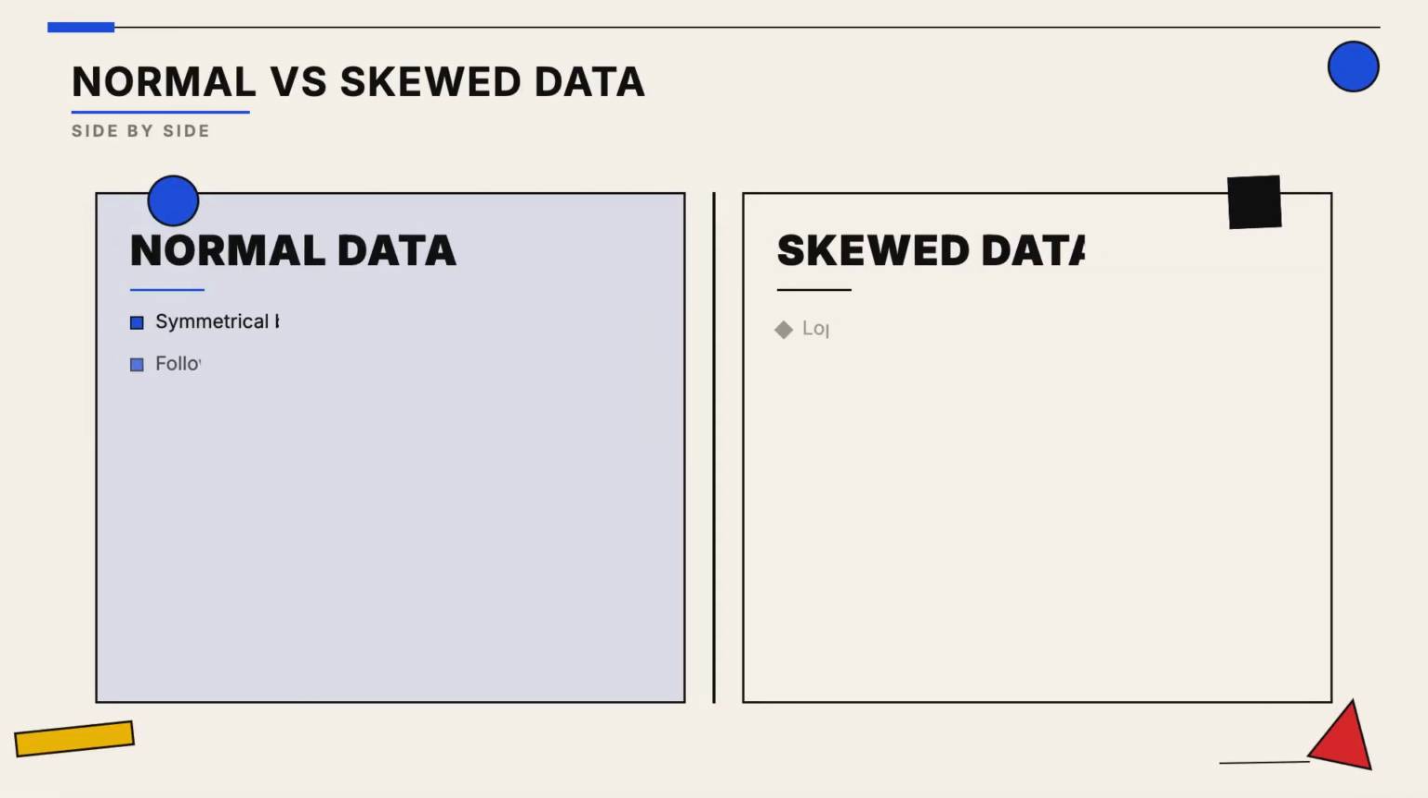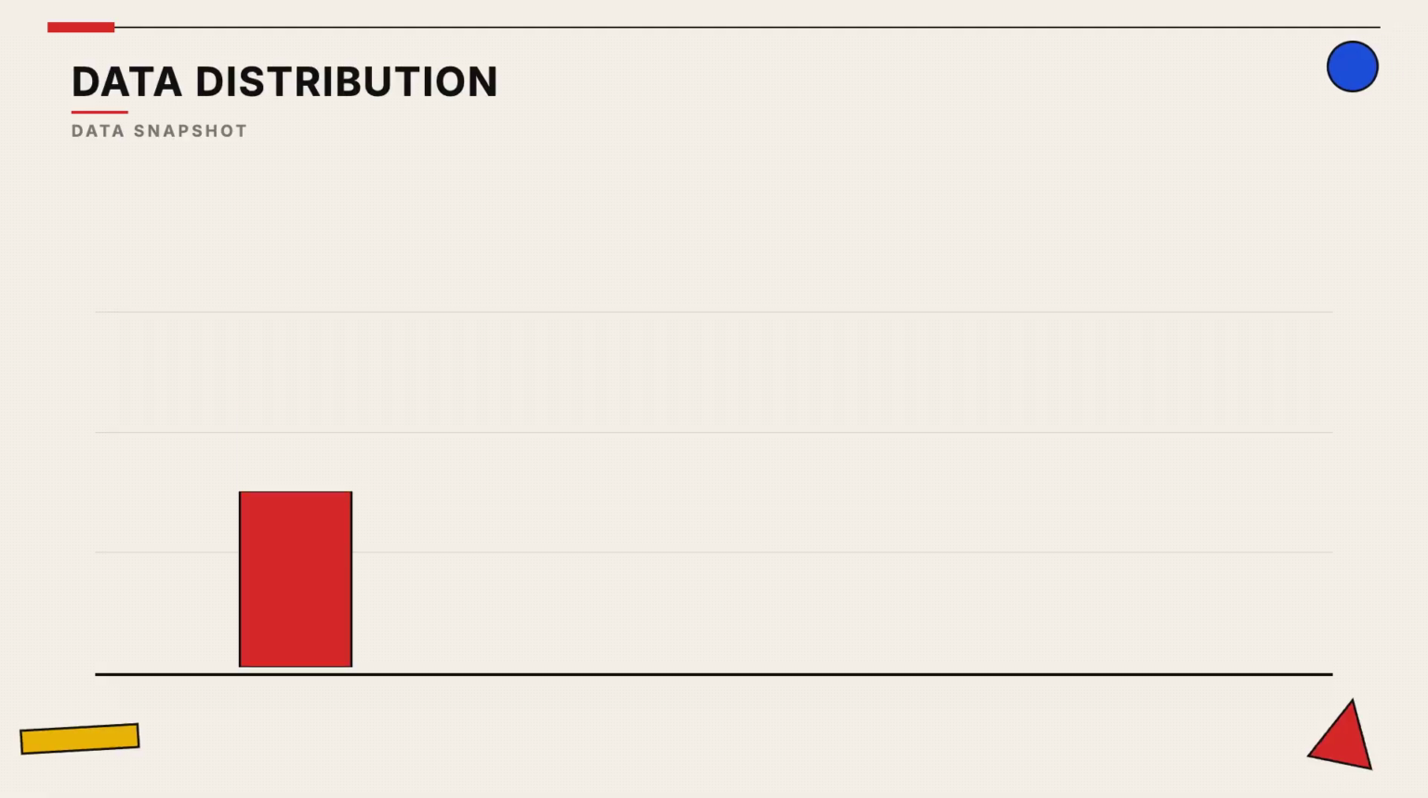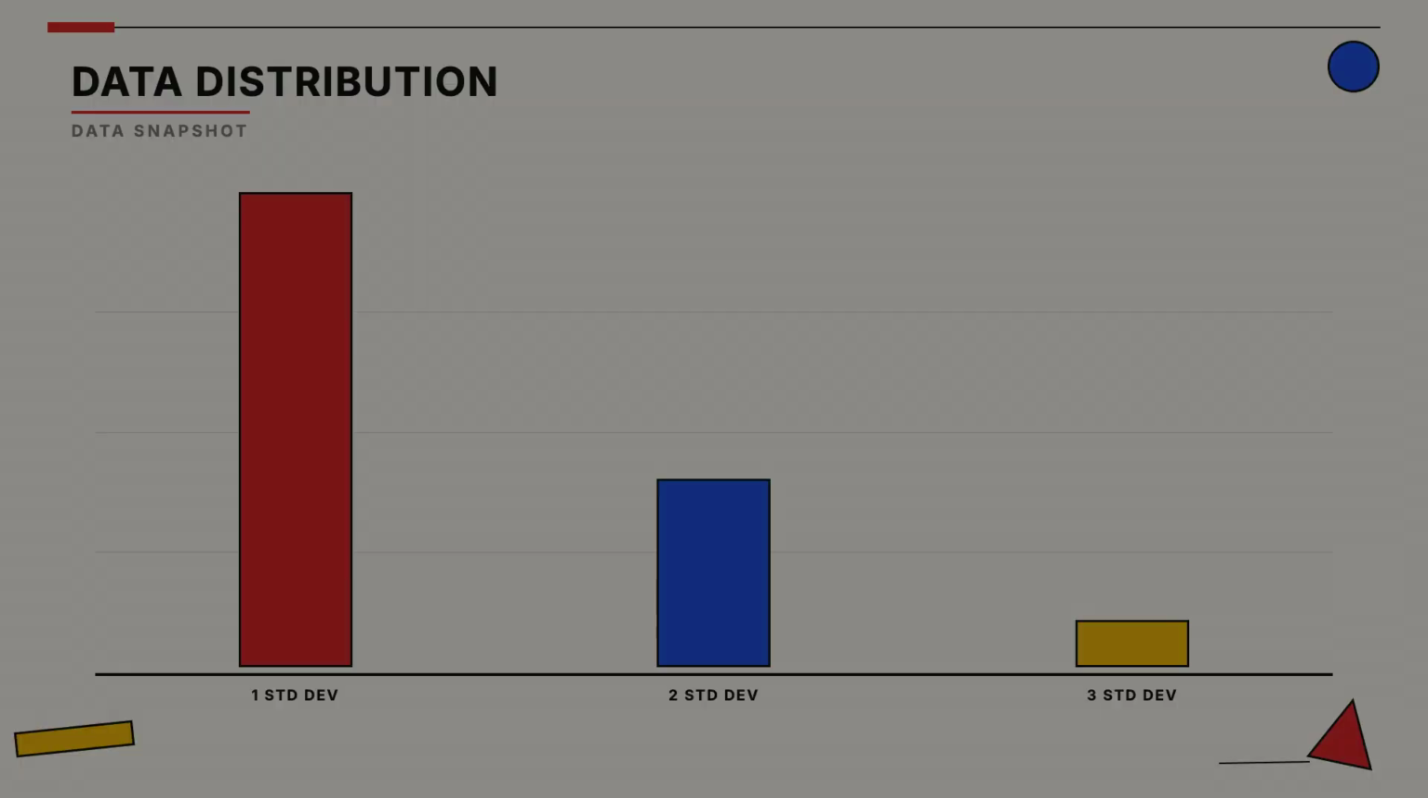The rule only works if your data forms a perfect bell curve. In real-world finance, data is often skewed by extreme events. This chart shows how the vast majority of occurrences are captured as we move further out from the center point.